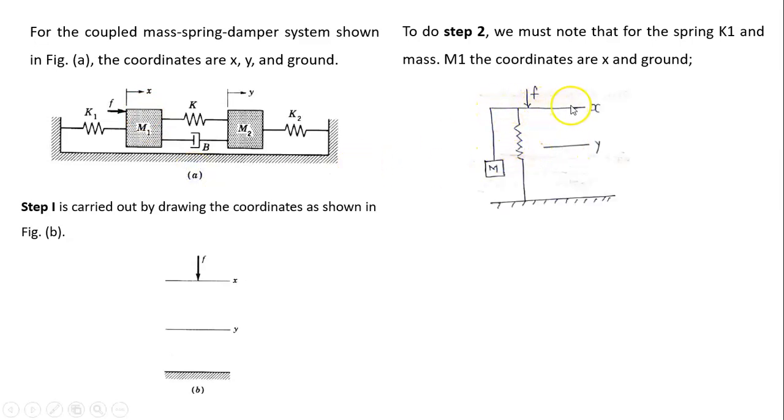This is the X coordinate line, this is the Y coordinate line, and this is the ground line. Therefore, this mass M1 I have shown here, connecting to the X coordinate, and the other end is at the ground. Similarly, for spring K1, one end is at X coordinate and the other end is connected to the ground. This is the second diagram. Now we will insert other elements in this figure step by step.